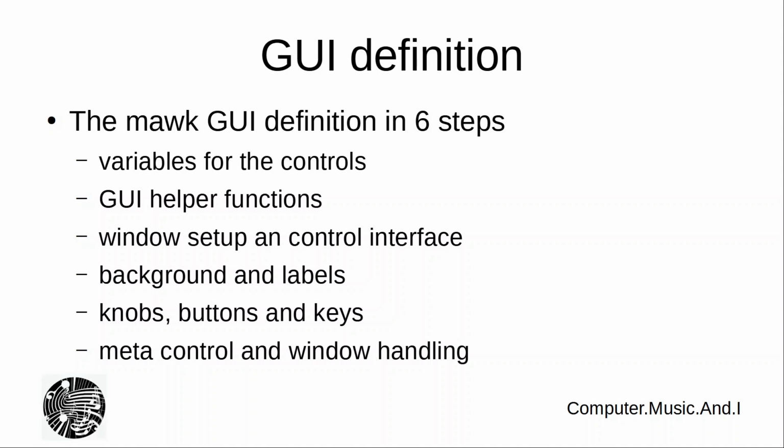Then the next 2 steps, sorry, are the main part of defining the interface for the synthesizer. First of all, we need to draw the background and draw the labels. These are the non-interactive elements of the interface. We need to have text labels written on it. We need to draw some boxes and stuff like that. And then the main part of the functionality of the graphical user interface, in our case, consists of knobs, buttons, and keys. We need to define them, position them, and then attach callback routines to them.